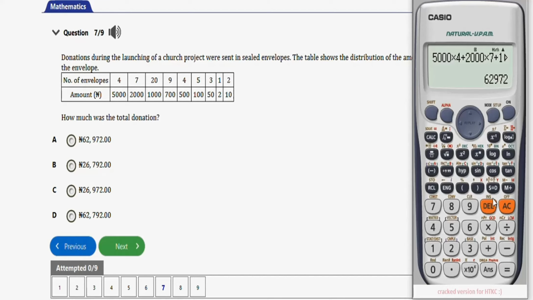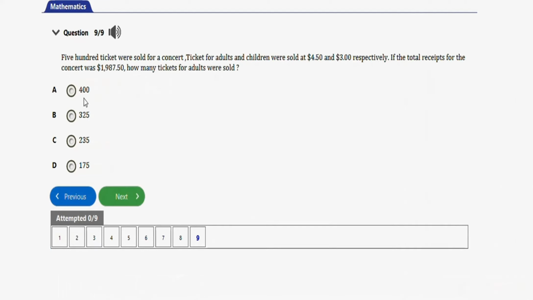Okay, so that's it for this question. Let's look at the last question before I end this video, which is this one. It says 500 tickets were sold for a concert. Tickets for adults and children were sold at $4.5 and $3 respectively. If the total receipts for the concert was $1,987.50, how many adult tickets were sold?